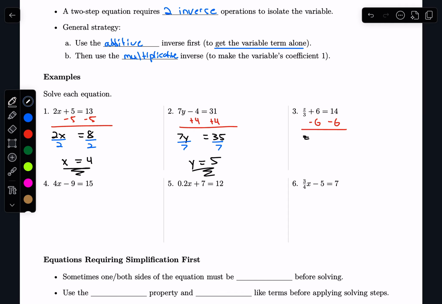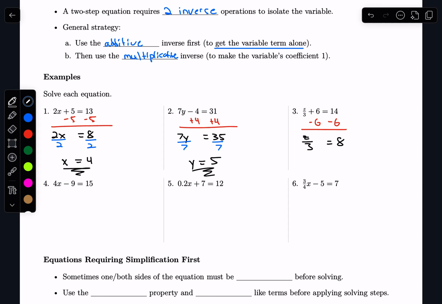That leaves me with z over 3 is equal to 8. Notice, by the way, that whenever I'm doing this math, I'm writing the additive inverse directly beneath the number I'm subtracting or adding it from. So the negative 6 I just wrote goes directly underneath the positive 6. I don't just write it randomly on the page, okay? Math works like pancakes, nice clean stacks. All right, we now have z over 3 equals 8.